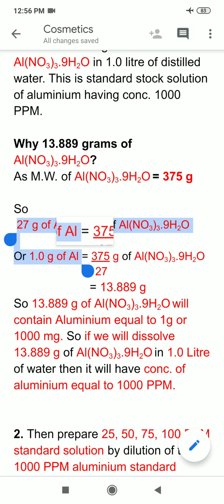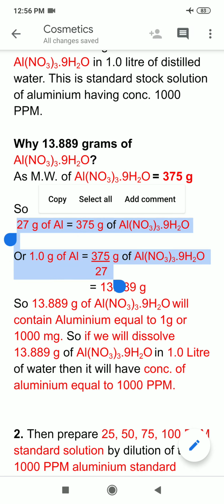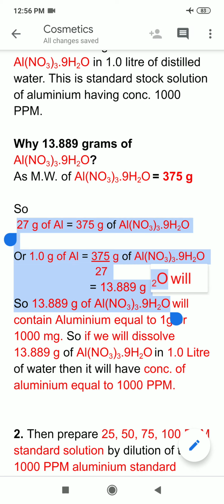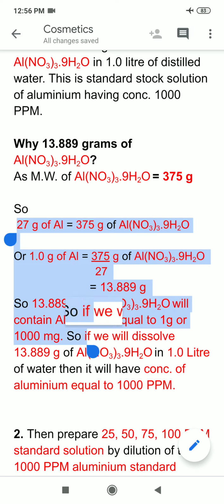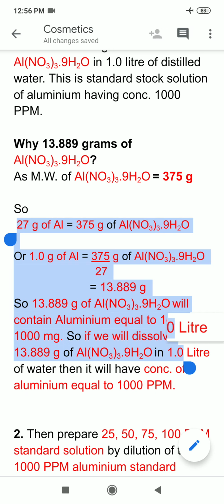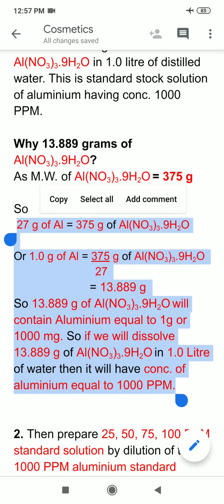So from this I can calculate that 1 gram of aluminium corresponds to 375 upon 27 grams of aluminium nitrate nonahydrate, and this comes out to be equal to 13.889 grams. So if I dissolve 13.889 grams of aluminium nitrate nonahydrate, it will contain aluminium equal to 1 gram or 1000 milligrams. So this solution will have a concentration equal to 1000 ppm. So this is how you can prepare a stock solution of aluminium by using any of the three.